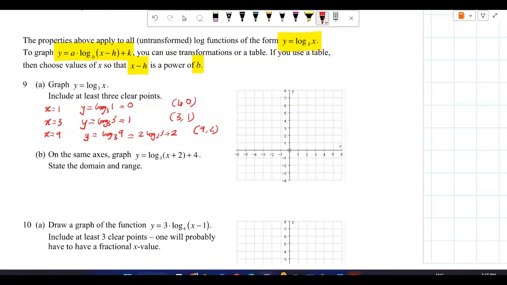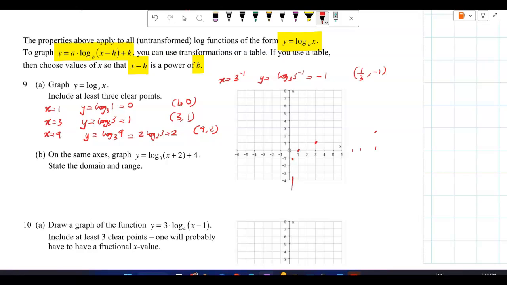Take a negative value, I mean take one on the bottom. Suppose you take x is equal to 3 raised to minus 1. 1 over 3, 1/3. So what will your y be? Y is equal to minus 1. So 1/3 comma minus 1. So substitute now. 1 comma 0. 3 comma 1. 9 comma 2. 1/3 comma minus 1. And so on.